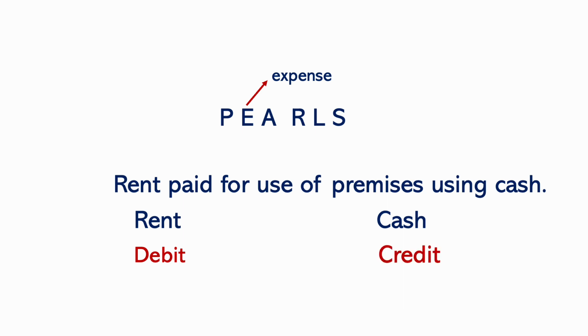Here's the final example. Interest received. Interest is a form of revenue. Using PEARLS, it is credited. This automatically makes the account to be debited, the cash or bank account.